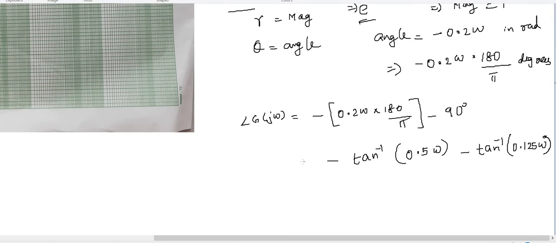The next step is to find the table corresponding to different values of omega. Before that, we have to find the corner frequencies. 1 by 0.5 is 2 radian per second, the first corner frequency, and the next corner frequency, 1 by 0.125, is equal to 8 radian per second. I am selecting omega L, the lowest frequency, as 0.1 radian per second.